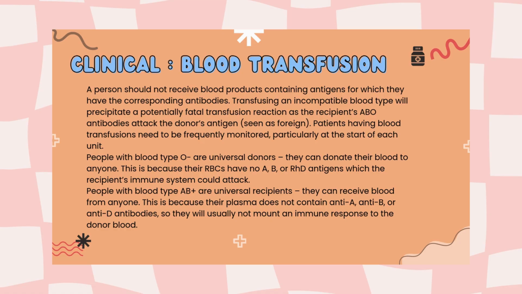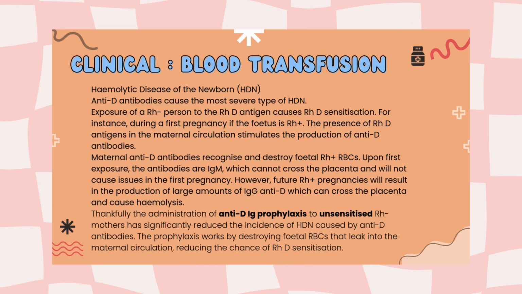People with blood type O negative are universal donors. They can donate their blood to anyone. This is because their RBCs have no A, B, or RhD antigens which the recipient's immune system could attack. People with blood type AB positive are universal recipients. They can receive blood from anyone. This is because their plasma does not contain anti-A, anti-B, or anti-D antibodies, so they will usually not mount an immune response to the donor blood.